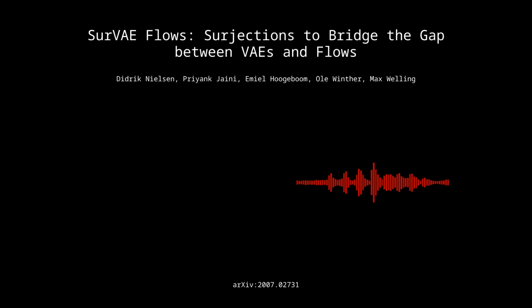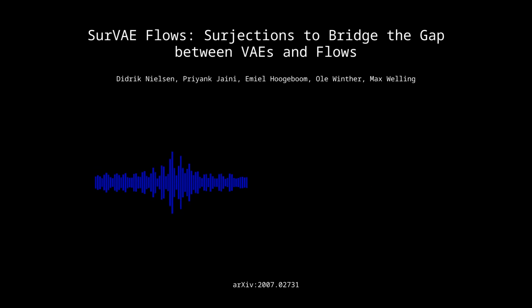So how does this actually work in practice? Could you give us an example? Sure. There are actually two types of these surjections. Generative surjections, those are surjective from latent to observed space. And then inference surjections, which are the reverse, surjective from observed to latent space.